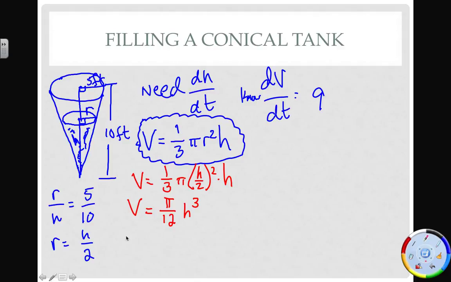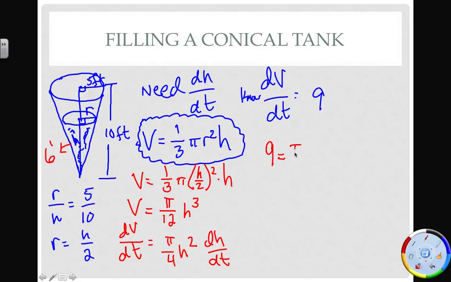All right, so if we take the derivative of V with respect to t, it is equal to the derivative of this thing. Bring the 3 down, I get pi fourths H squared times dh/dt. I know dV/dt, and I actually do know H because it tells you that you want to know something about when H is 6 feet. So I know everything now that I need. I know that dV/dt is 9. I know pi fourths is pi fourths. I know H is 6 squared.